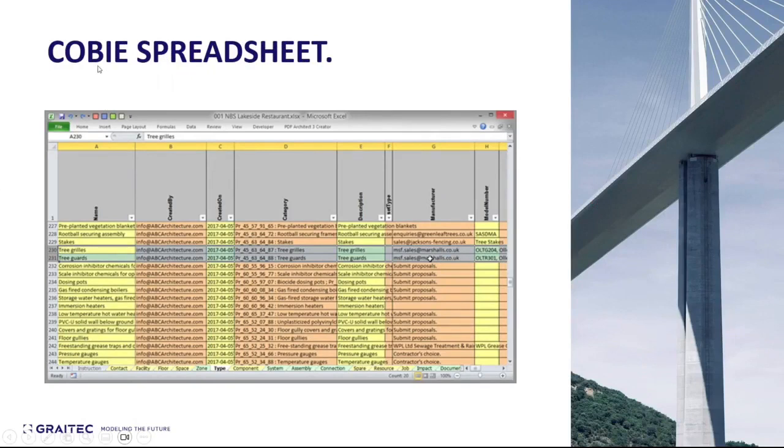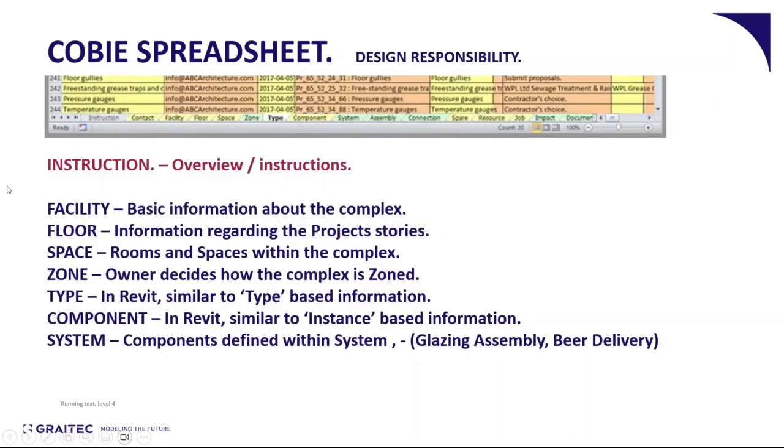So your deliverable is a COBie spreadsheet, and that spreadsheet will be formatted in a very specific way, differently depending upon where you are within the world. The COBie spreadsheet is the basis for you to fulfill your COBie requirements. The information that's presented within the spreadsheet will have different responsibilities. It will be the responsibility of different people to present information within this spreadsheet.